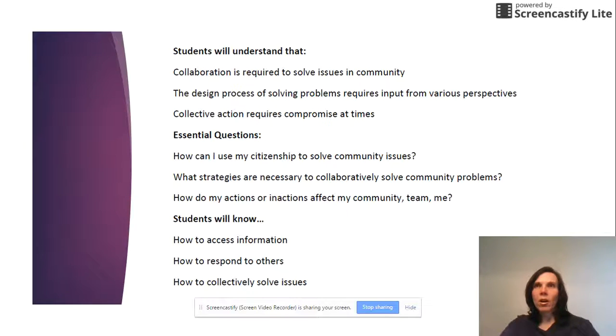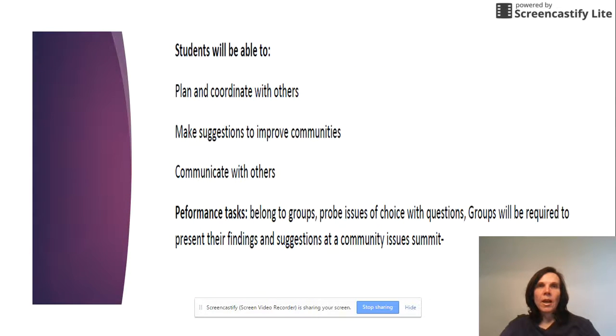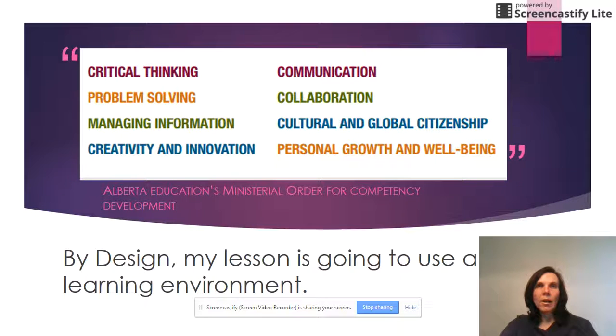A lot of the curriculum is actually taught, but then there's a lot of hidden curriculum that is taught in this type of lesson. At the end of the day, a student will be able to plan and coordinate with others, make suggestions to improve communities, communicate with others, and essentially a lot more beyond that.